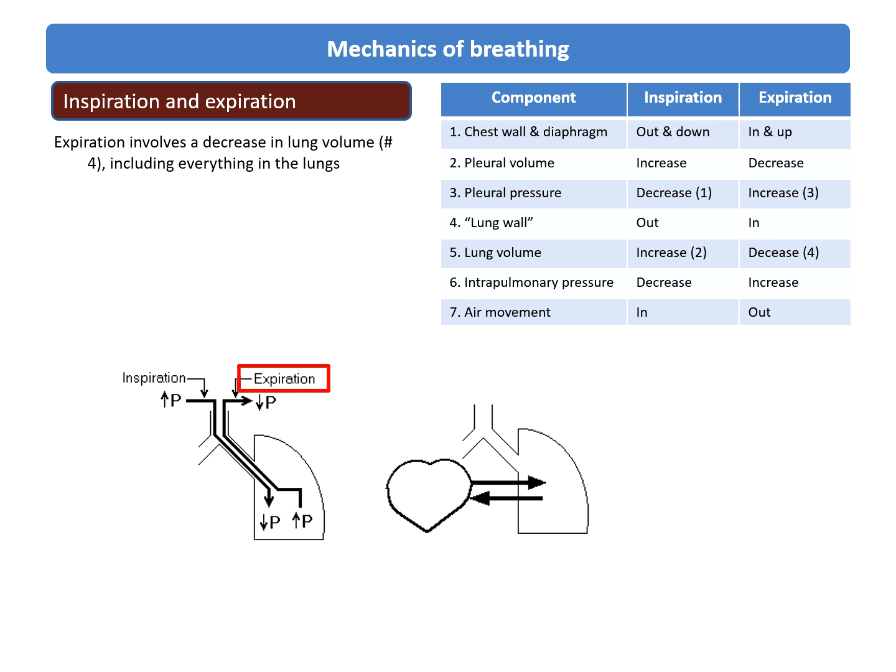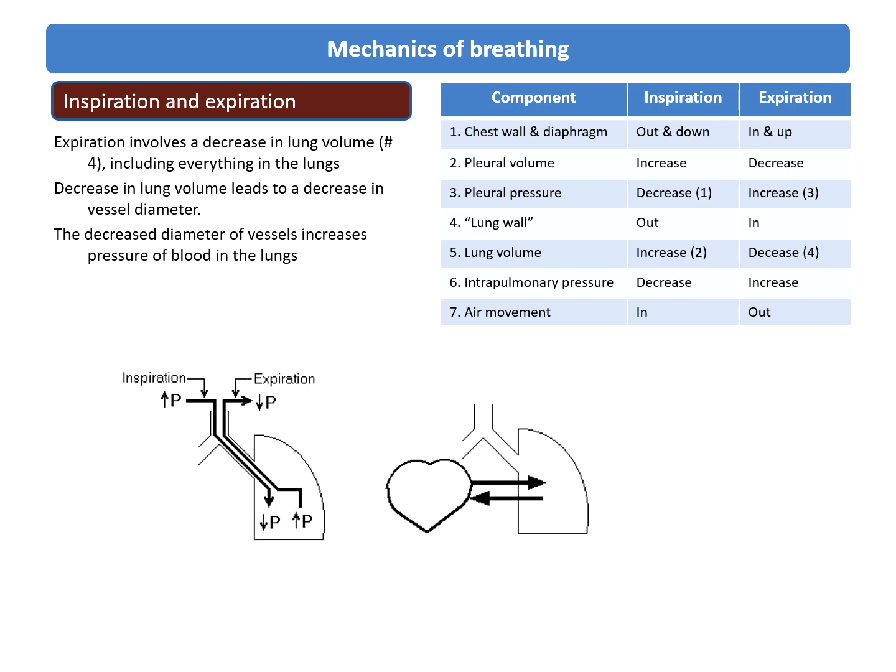Expiration also involves a decrease in lung volume, number 4, including everything within the lungs. Decrease in lung volume leads to a decrease in vessel diameter within the lungs. The decreased diameter of vessels increases pressure of blood in the lungs. Blood flows toward lower pressure, so this increases blood flow from lungs to heart in the pulmonary veins.